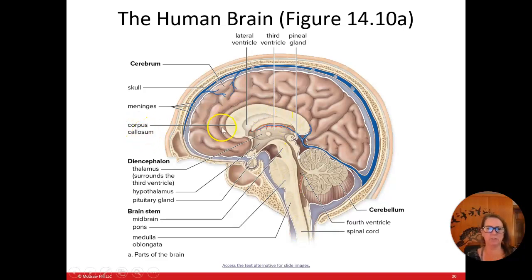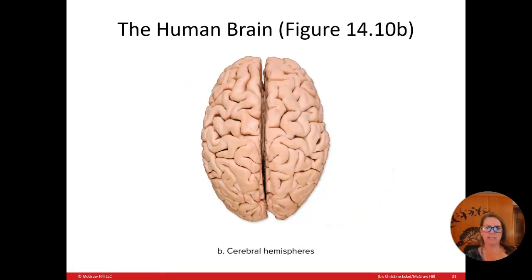plus the corpus callosum, which connects the two hemispheres together. So you see it here. It almost looks like an embryo, or just kind of like a little comma on its side, or like the shape of an ear right here in the middle of the brain. We will talk more about these parts as we move along.